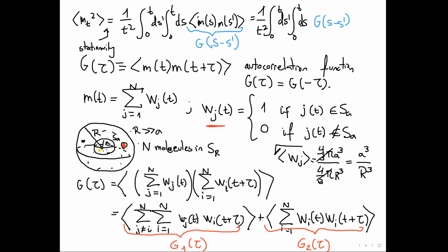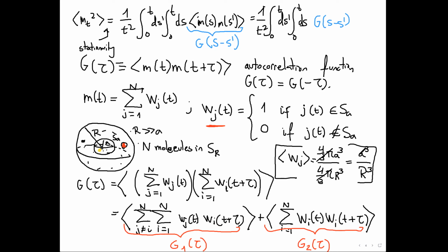This is the average of Wj. Okay, it makes sense to you, no? So I have a pool of particles. They are in a big volume. Some of them are in the inside volume. Some of them are outside. So the average of this count is the fraction of the volumes.